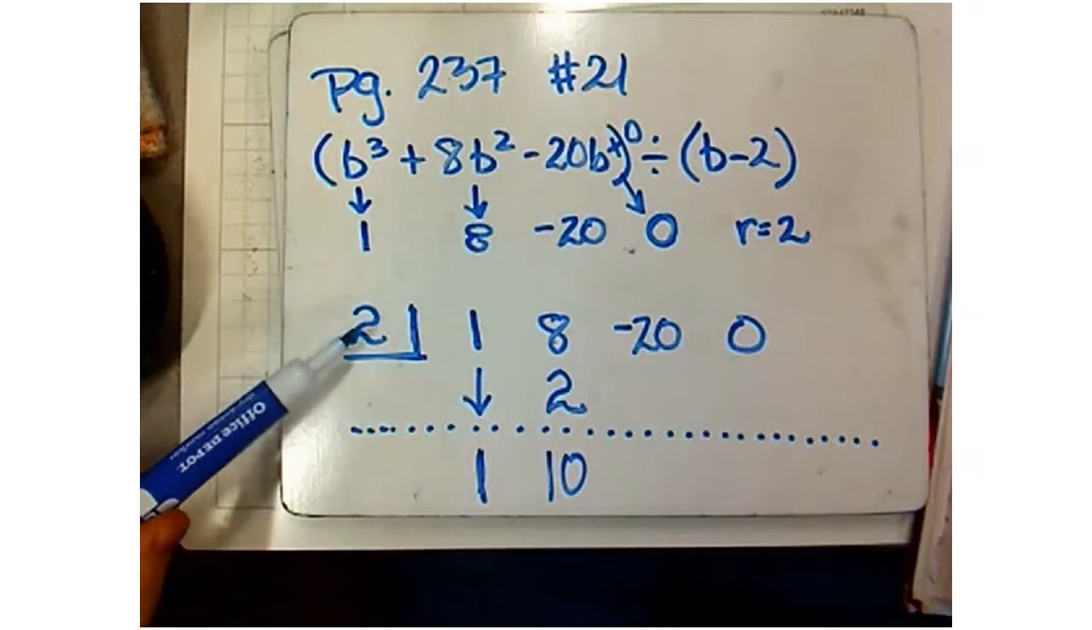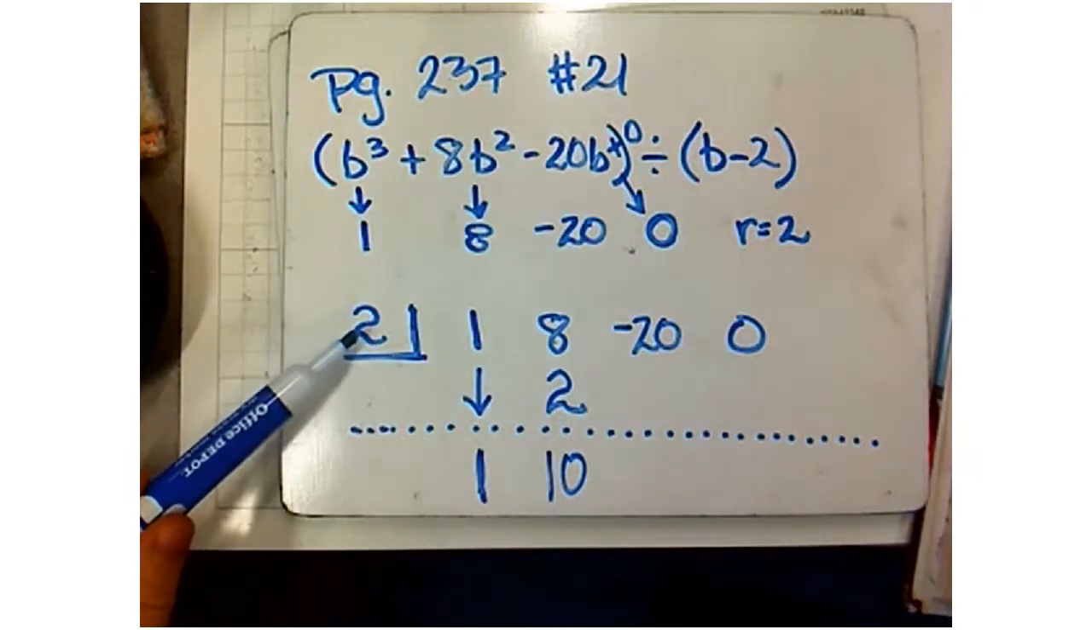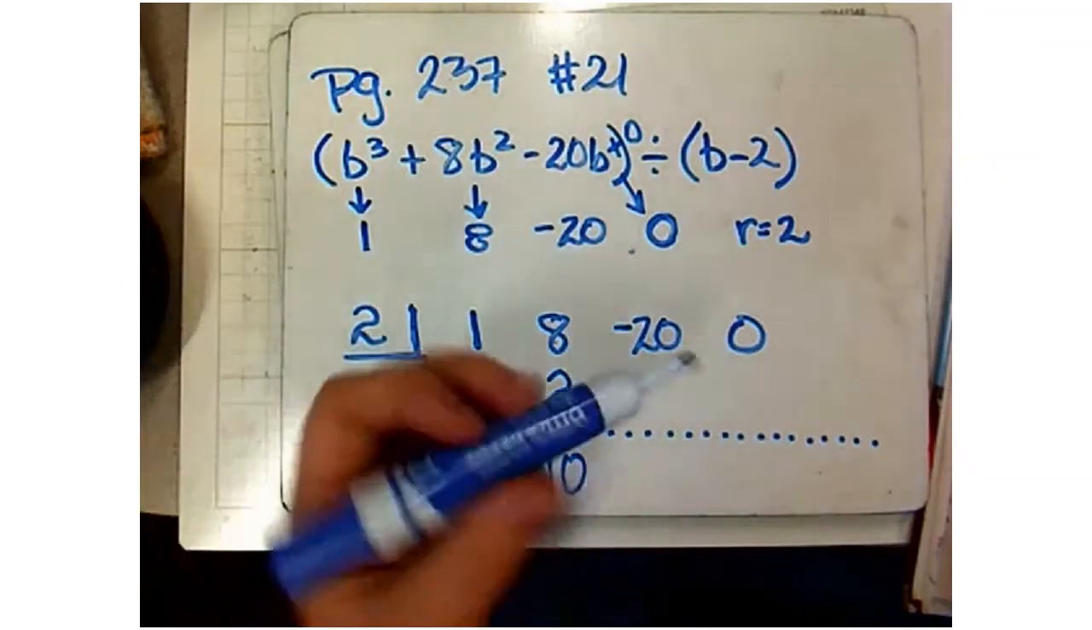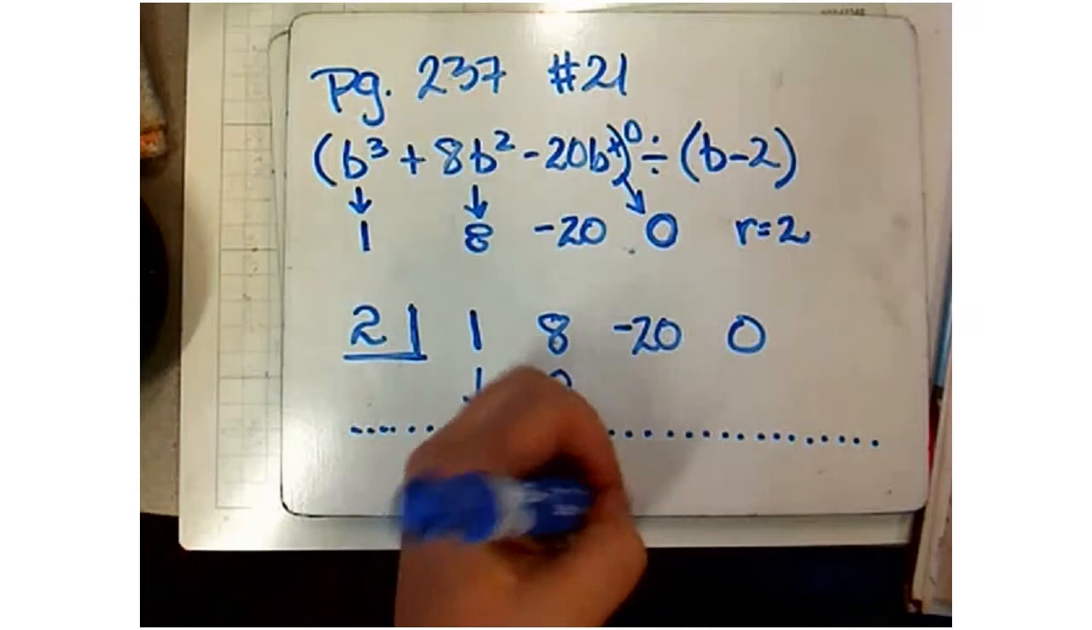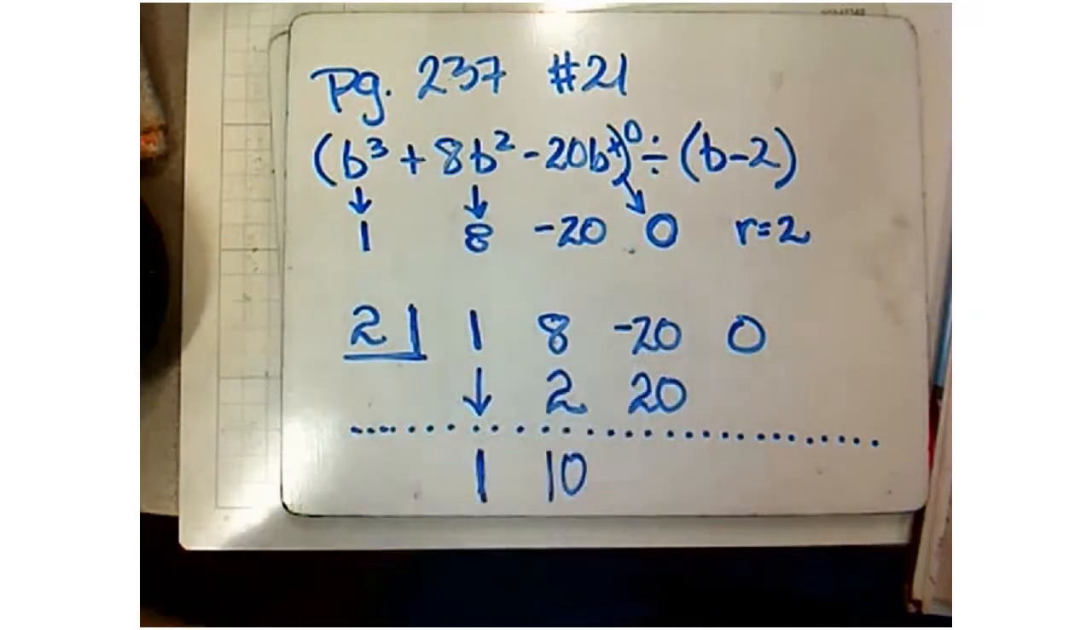Now, take your 2 and multiply it by your 10. So your 2 up in that top left, right? 2, multiply it by your 10. What do you get? 20. Scroll up and space over and put a 20 underneath your negative 20.